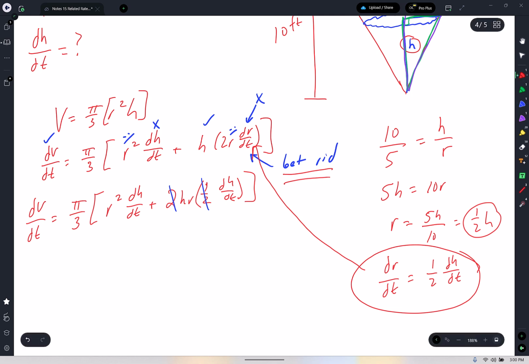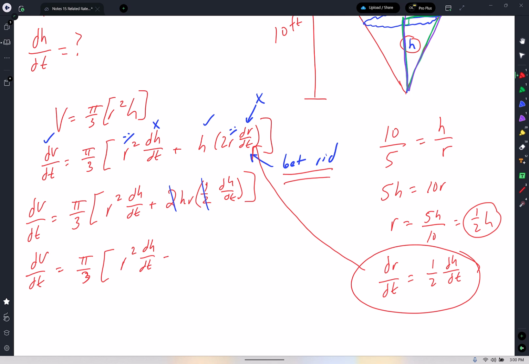And now you have this: dV/dt equals pi over 3 times r squared dH/dt plus h r dH/dt. Now we can start plugging stuff in. But we still don't know r. Yeah, we do. r equals half h. What was h? What's half of 6? r is 3.